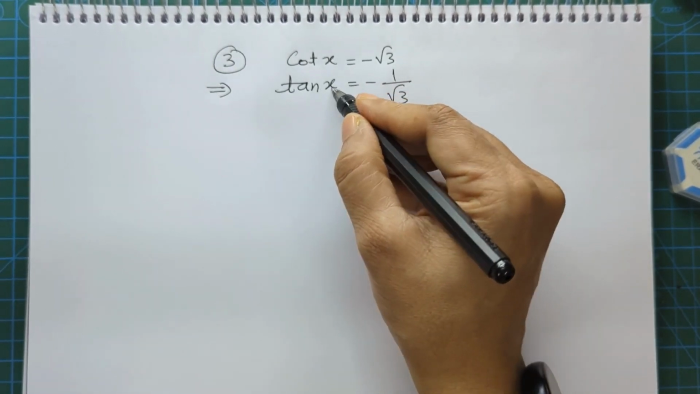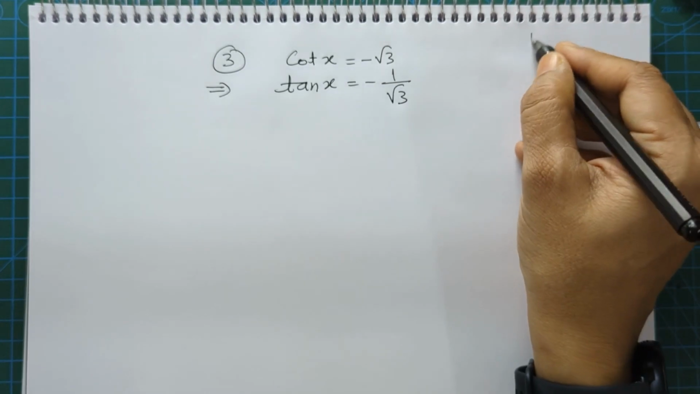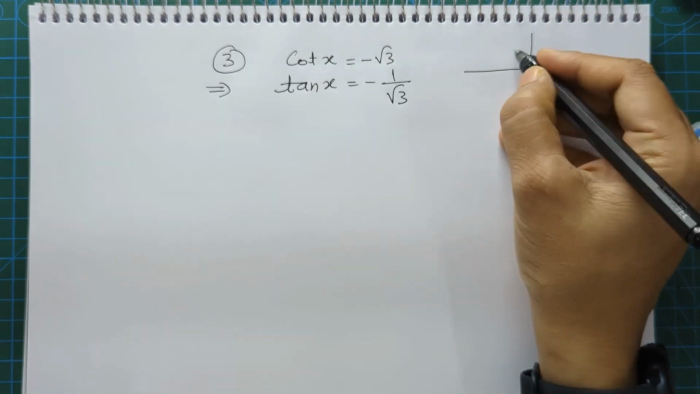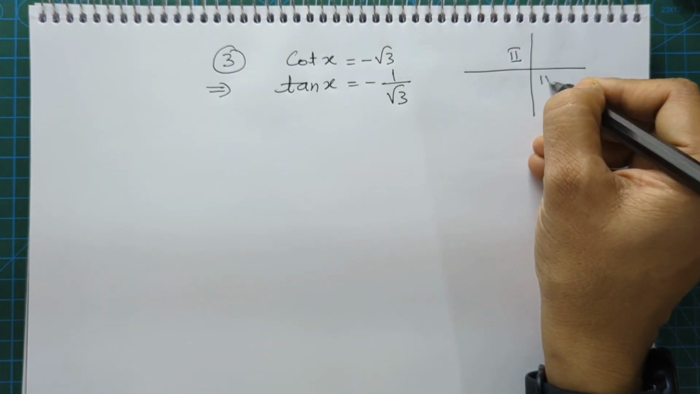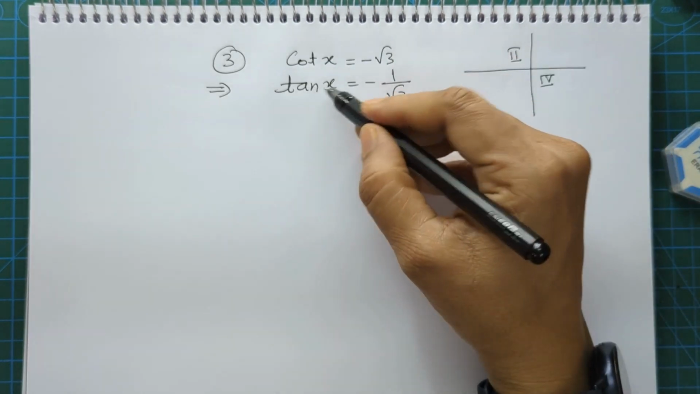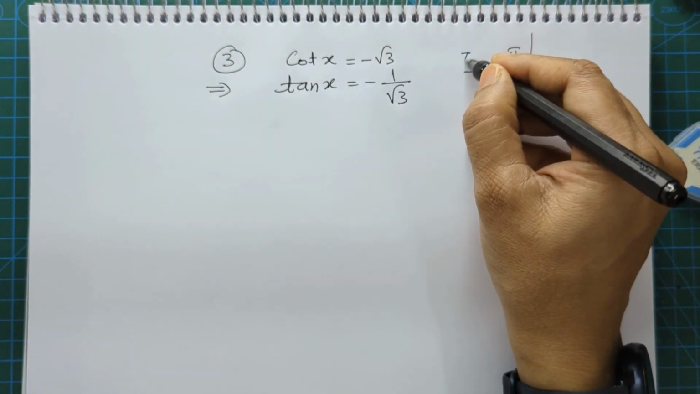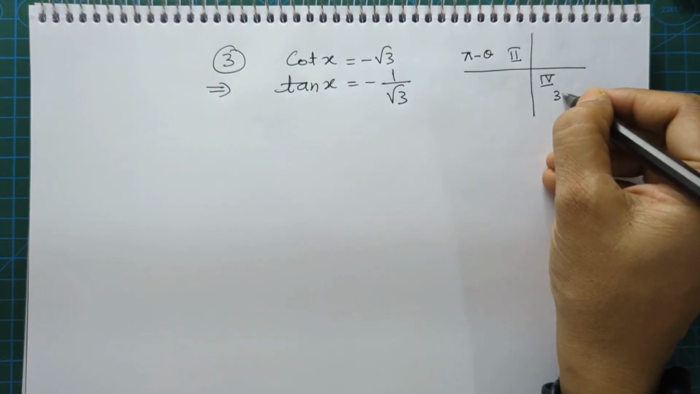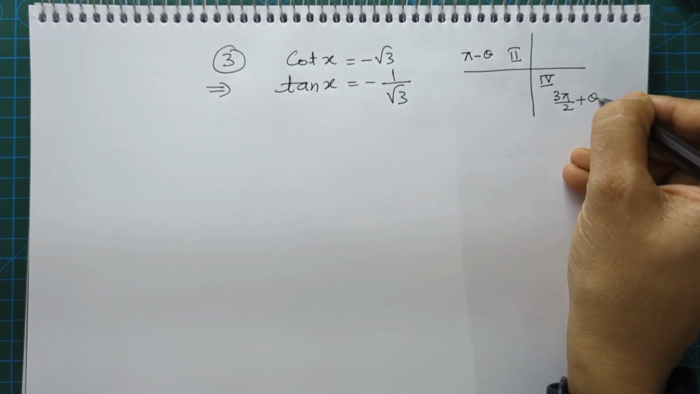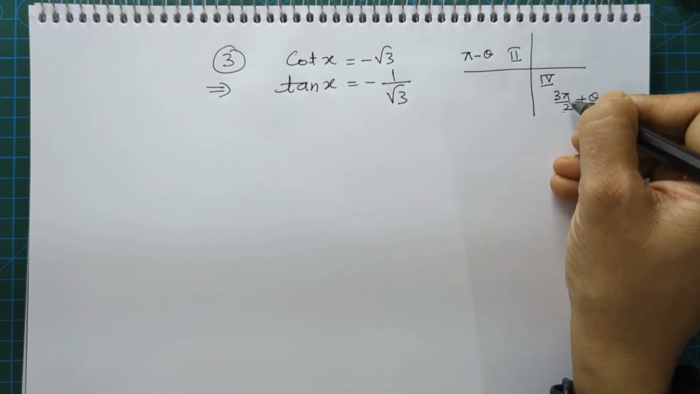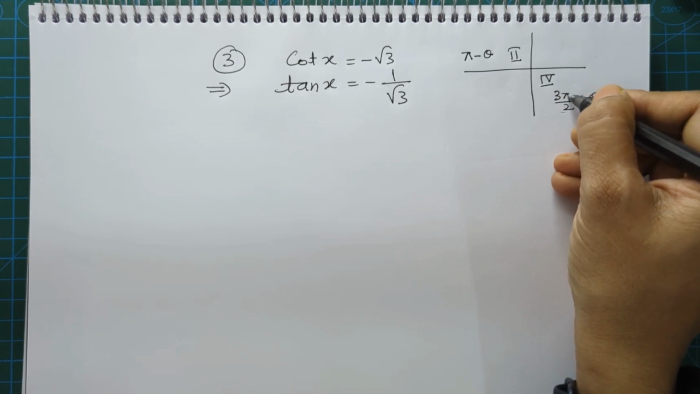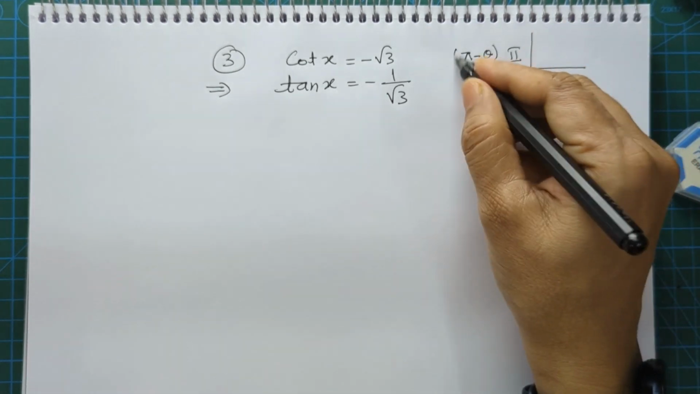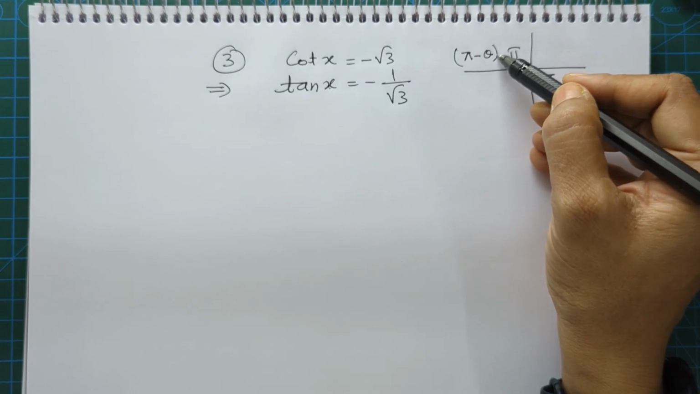Now tan of an angle is a negative number. Tan is negative in which quadrants? Tan is positive in the first and third quadrants. It is negative in the second quadrant and in the fourth quadrant. If this angle x lies in the second quadrant, it will be in the form of pi minus theta. And if the angle lies here, the angle appears in the form of 3 pi by 2 plus theta. Since this is an odd multiple of pi by 2, 3 is odd, so tan will get converted to cot. So we will consider that this angle lies in the second quadrant.